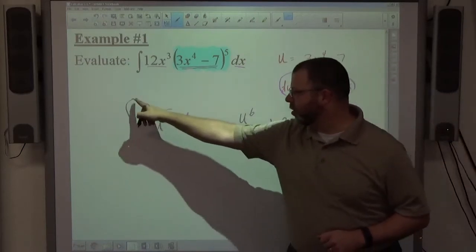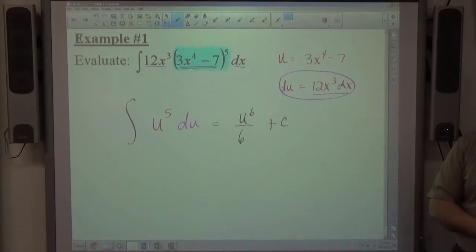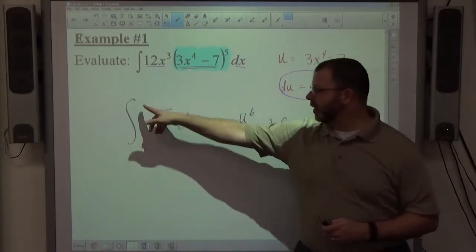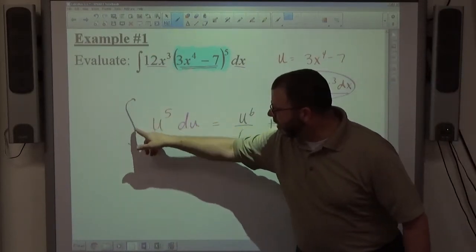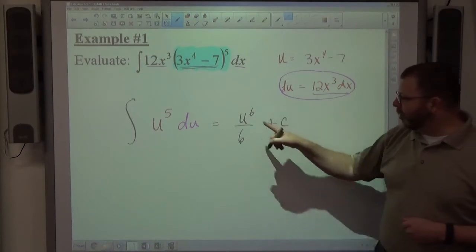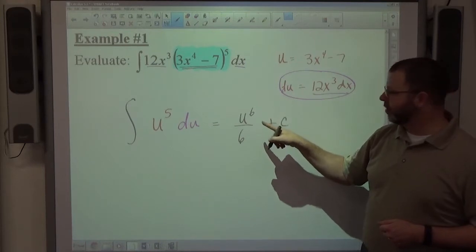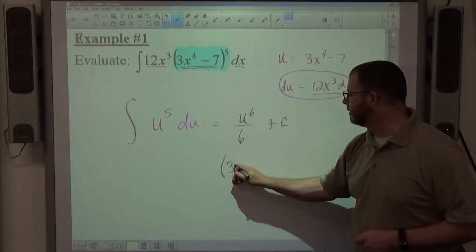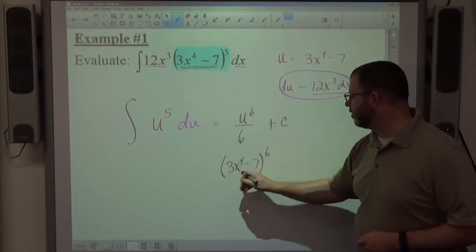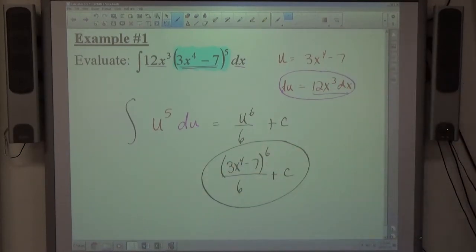I'm putting plus c because there's no interval here, so it's what's called an indefinite integral. I don't know if we've actually seen an indefinite integral yet, but what we've seen so far mostly has been numerical ones. Here are definite integrals, where we have to evaluate, the c's go away. Well, if you have an indefinite integral, the c doesn't go away, so you put the plus c there. And then the final step is, once we get the antiderivative of this thing, now I want to put u back into the function. So this is the answer, but I don't want u in the answer, I want x in the answer. So u is 3x to the 4th minus 7. That's being raised to the 6th power over 6 plus c. There's my antiderivative, or my indefinite integral, if you will.